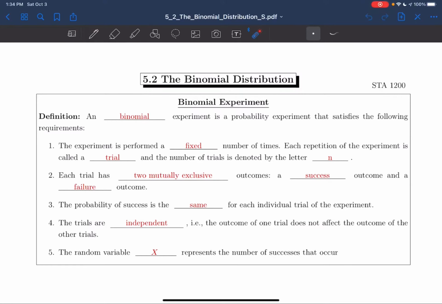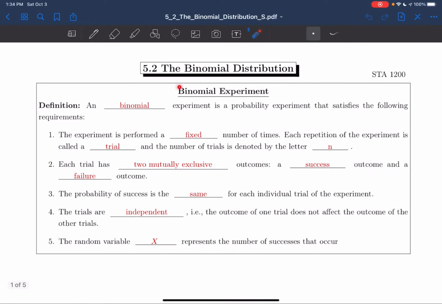If you recall from the previous section, we talked about random variables. In this section, we're going to talk about something called a binomial random variable, which comes from a binomial distribution, which comes from a binomial experiment. So here, binomial experiment, how do you identify if an experiment is a binomial experiment? And this is really important.